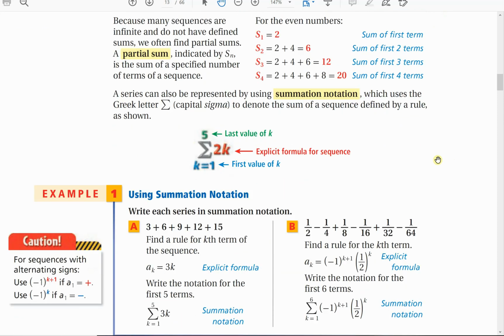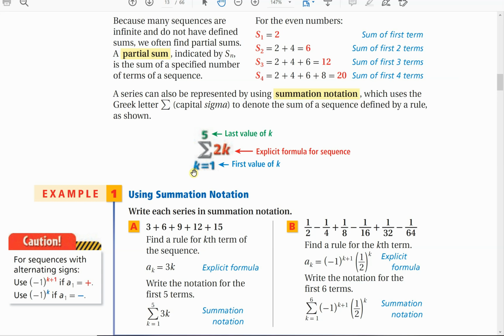What we can use is what we call summation notation. A series can be represented using summation notation, which uses the Greek letter sigma, which is this really funky looking E. It's denoted by the sum of a sequence defined by a rule as shown. So we have this here. On the bottom, we usually use k for sums in your calculator, and I'll show you how in class.